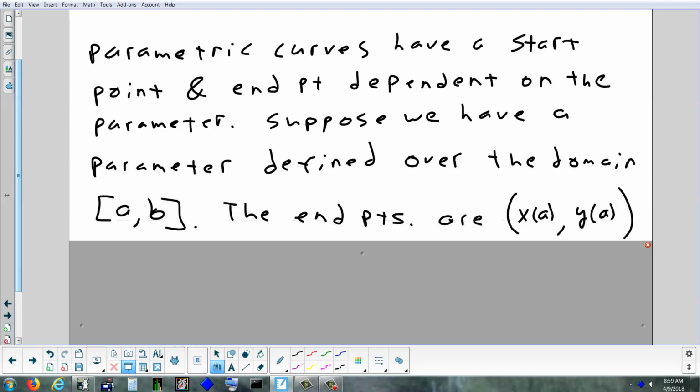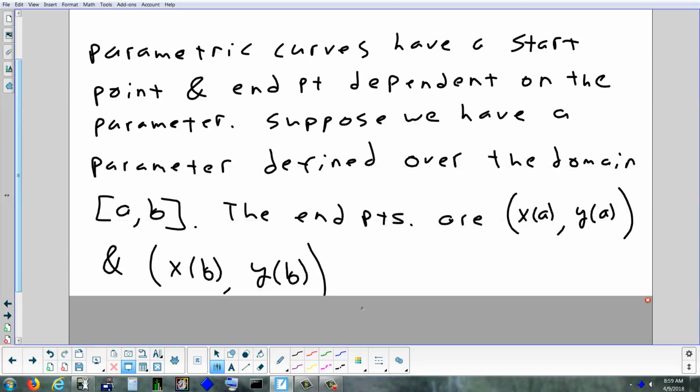Let's say we had an example where the lowest value you could plug in for t was a, and the highest value you could plug in was b. In a real problem, it might be 0 and 1, or 0 and 2 pi, or it could be anything. So the way you find the endpoints is you have to do 4 calculations. You have to do a calculation for the x-coordinate of the start point, the y-coordinate of the start point, the x-coordinate for the endpoint, the y-coordinate for the endpoint. So four separate calculations.